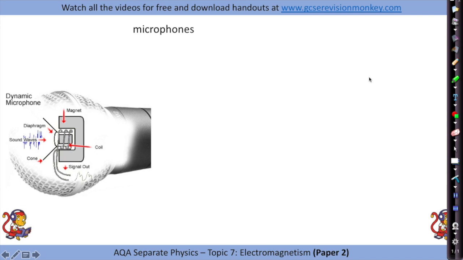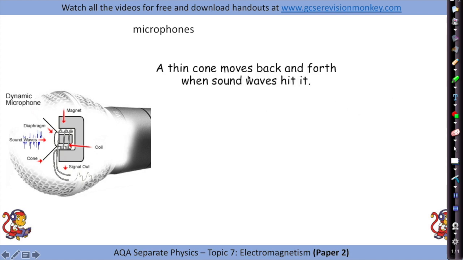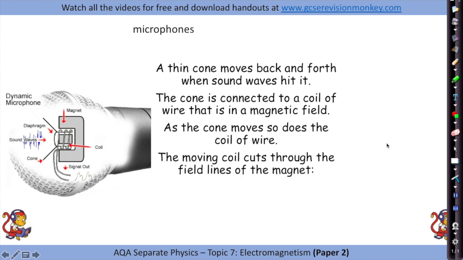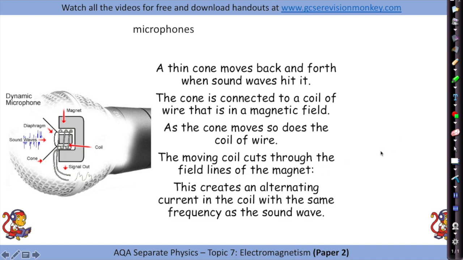Okay, so how do microphones work then? So a microphone is basically a speaker in reverse. So if we have a quick look at this, we've got sound waves coming in. We've got peaks and troughs, compression and rarefaction. That will make a cone move. That's attached to a coil of wire. That coil of wire is inside a magnet. So a thin cone moves backwards and forwards when waves hit it. The cone is connected to a coil of wire that's in the magnetic field. That coil of wire is going to move backwards and forwards. As the cone moves, so does the coil of wire. The moving coil cuts through the magnetic field lines of the magnet.